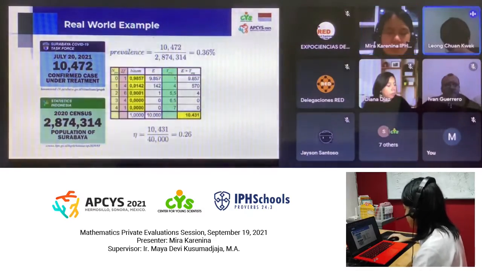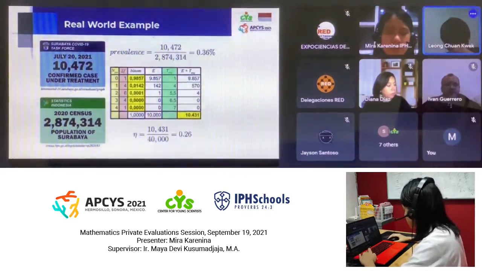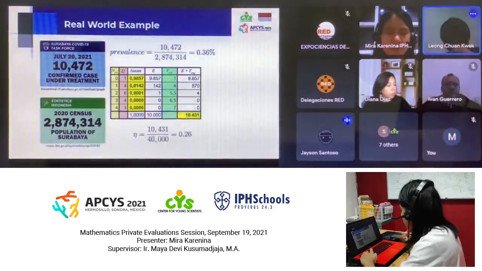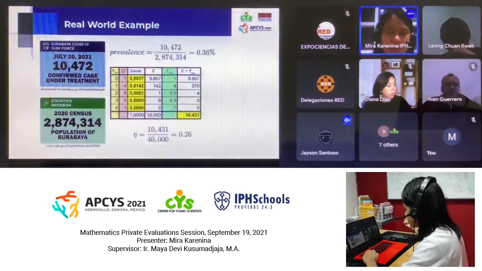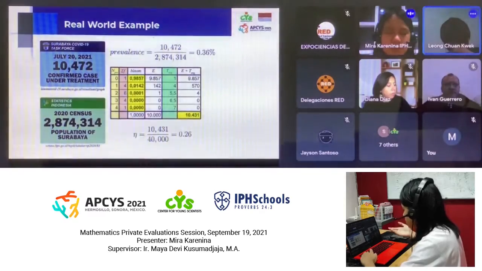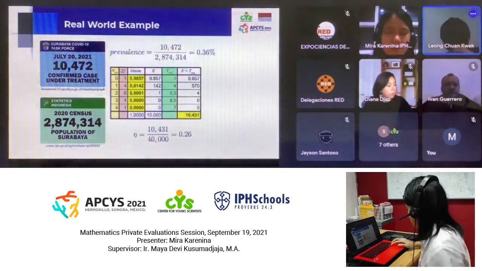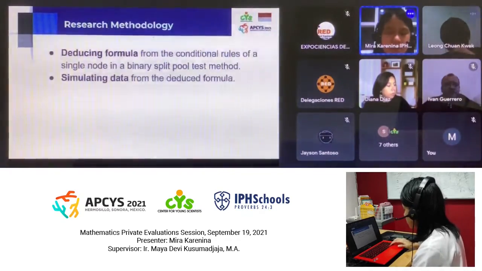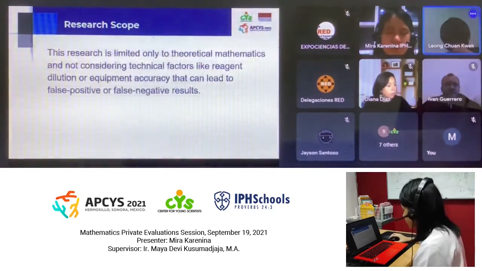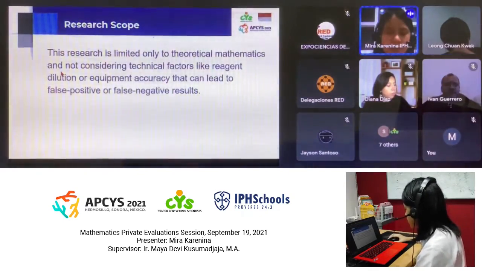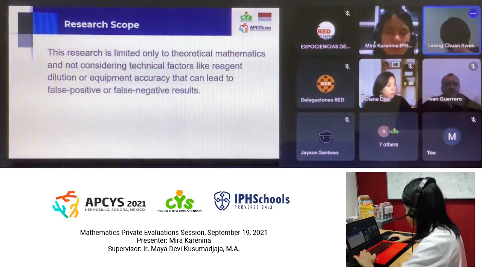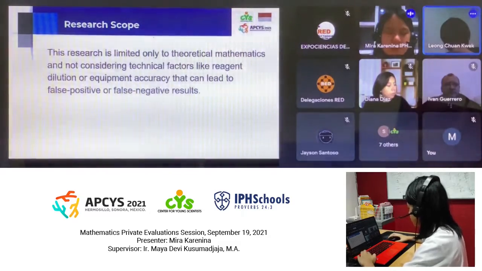Do you assume anything about the sensitivity of the test? Sensitivity of the test? My calculations are based on ideal situations, because as I mentioned before, I am not considering technical factors, for example, dilution or equipment accuracy. Are there other assumptions that you made? There are none.